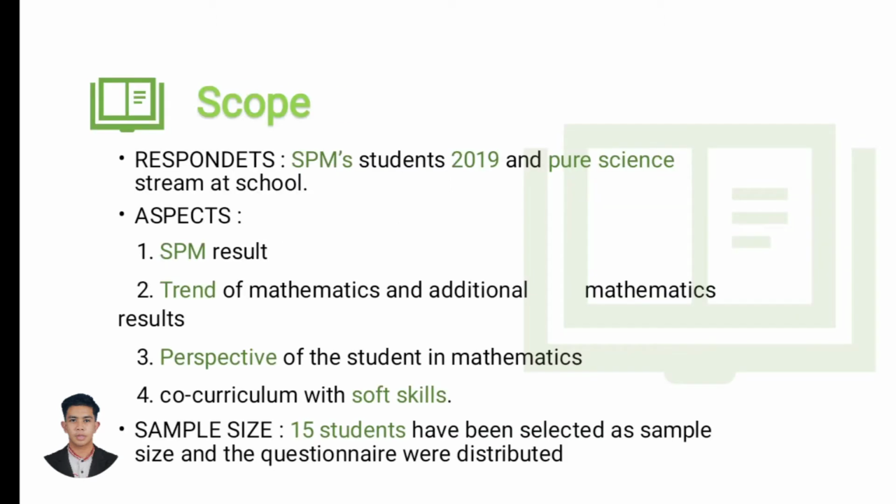The scope of our study: the respondents are SPM students of 2019 from the pure science stream at school. The aspects are SPM result, trend of mathematics and additional mathematics results, and perspective of students on the mathematics curriculum, together with soft skills. The sample size is about 15 students who have been selected.